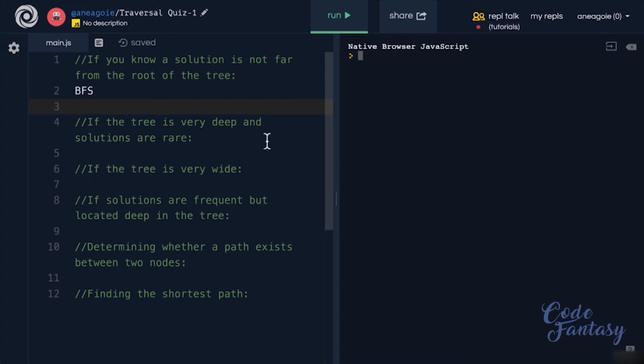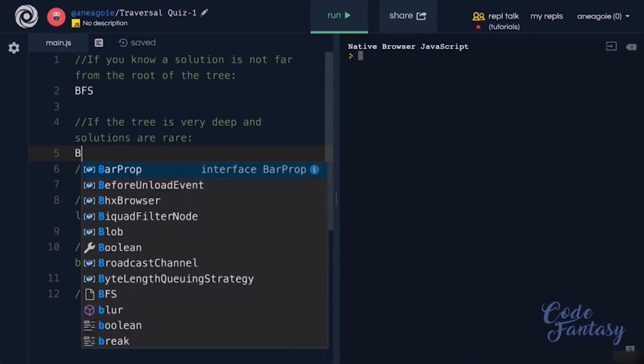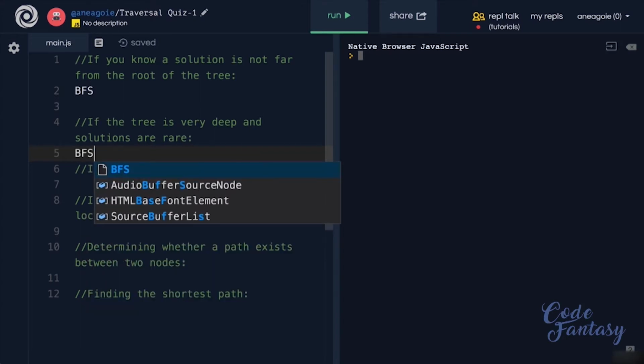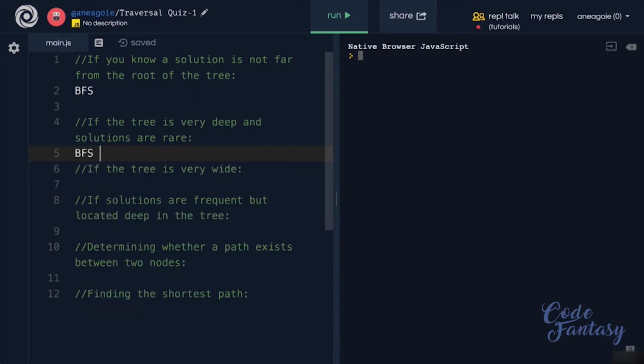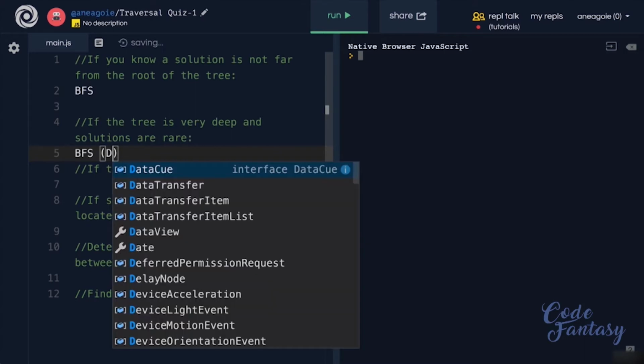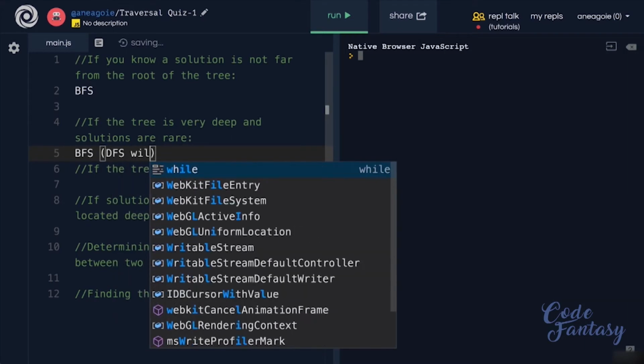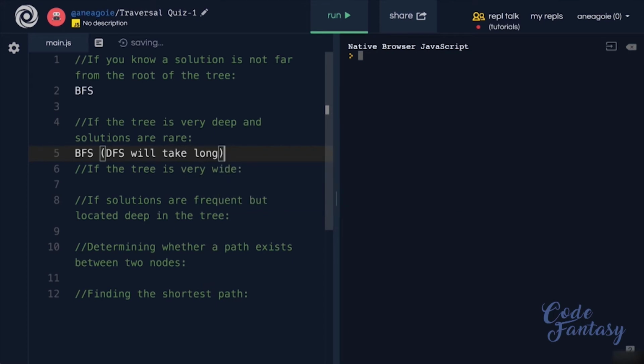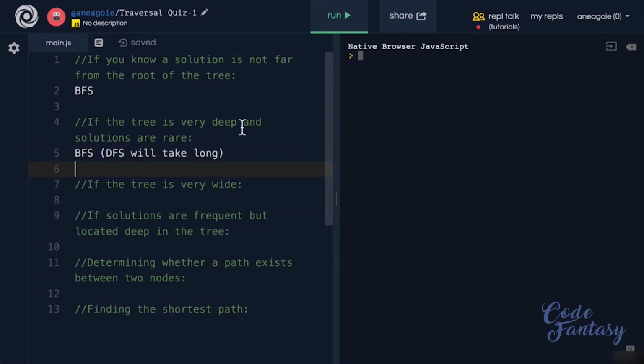If the tree is very deep and solutions are rare, well, this is a bit of a tougher question, but we would use breadthFirstSearch. The reason we would do that over something like depthFirstSearch is that depthFirstSearch will take a really long time with this type of a tree. Because the tree is really deep, it's going to go one by one, going really, really down below. And because solutions are rare, it's most likely going to just repeat that step over and over and over.